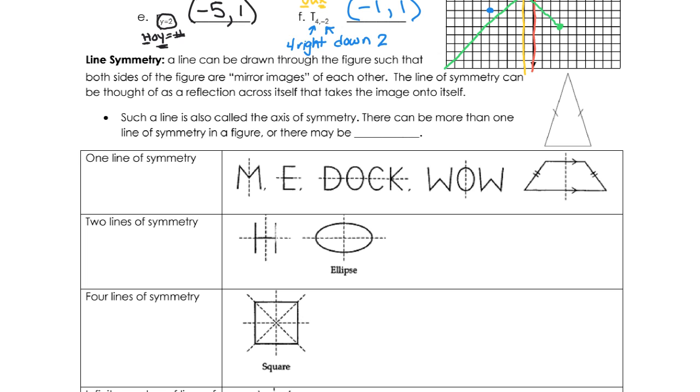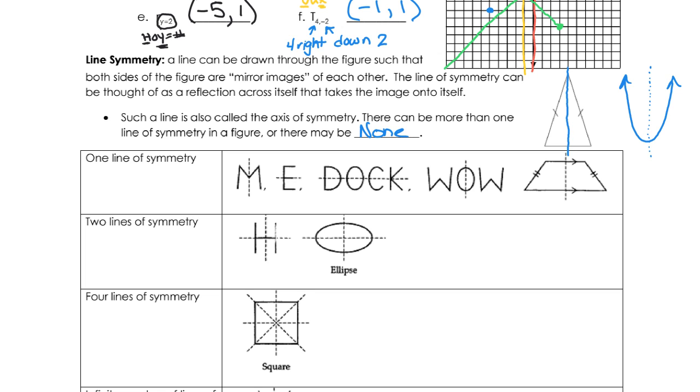But it's a line that can be drawn through a figure such that both sides of the figure are mirror images of each other. The line of symmetry can be thought of as a reflection across itself that takes the image onto itself. Such a line is also called the axis of symmetry. If you remember graphing quadratics last year, parabolas had what they called an axis of symmetry that went right through their turning point. Okay, this is an isosceles triangle. It also has a line of symmetry that goes through the vertex right down to the base. There can be more than one line of symmetry in a figure, or there may be none.